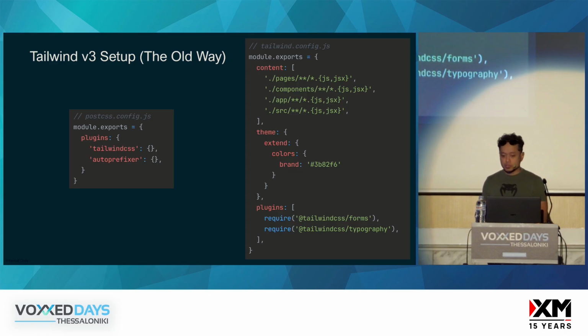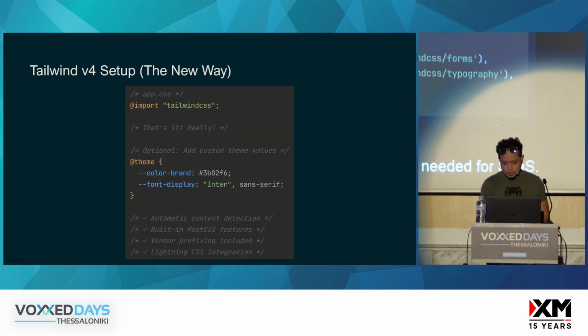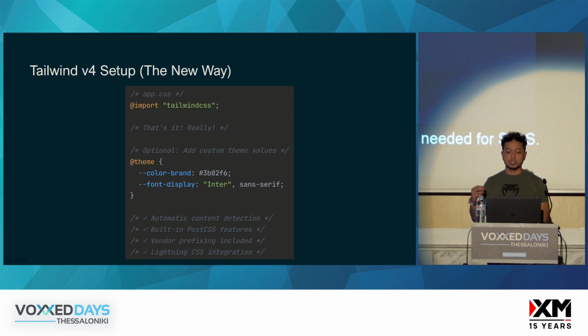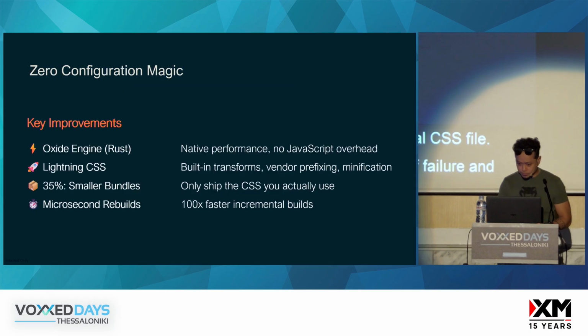And compare this to the config files in version 3. This is version 3, by the way. You have these config files, PostCSS setup, and plugin management of version 3, or the Webpack configurations needed for Sass. In version 4, you only have this one file, your global CSS file. And this reduction in configuration complexity means fewer points of failure and easier onboarding.